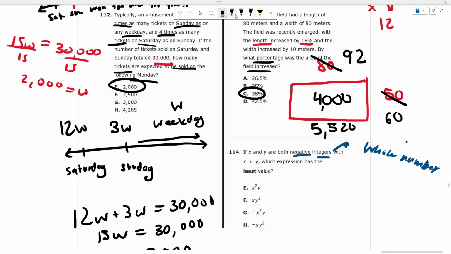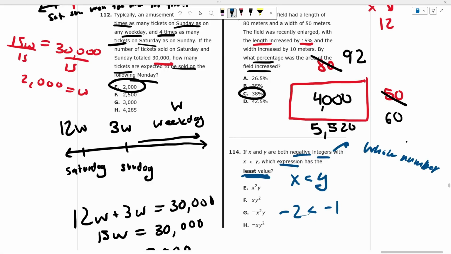Okay, so if x and y are both negative integers, with x being less than y, which expression has the least value? So we're asking which one of these is going to be the smallest, and we know that they're both negative. If x is less than y, we know that the value of x is going to be bigger. So for example, x can equal negative 2, and y, because we know that y is bigger than x, has to be negative 1, okay? So let's just go off of that assumption.